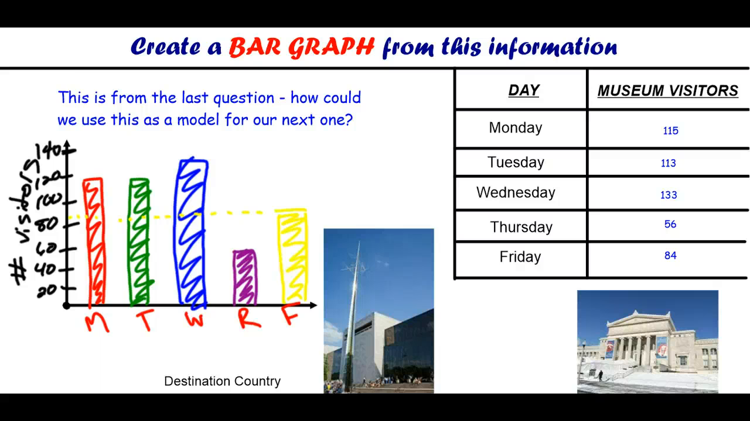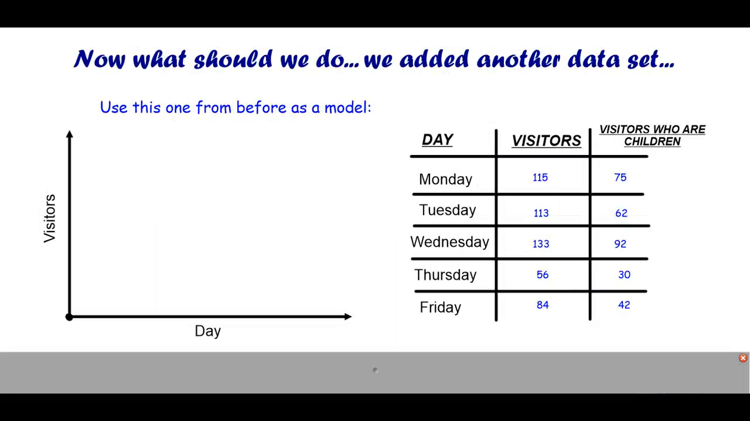Now I want you to think, what if we wanted to represent two different things? In this case, we want to represent not only the number of visitors there per day, but also the number of visitors who are children. So we still have the days on the bottom: Monday, Tuesday, Wednesday, Thursday, Friday. And we'll still have more or less the same units on the right-hand side: 20, 40, 60, 80, 100, 120, 140. But now we want to represent both of these sets of data on one graph.